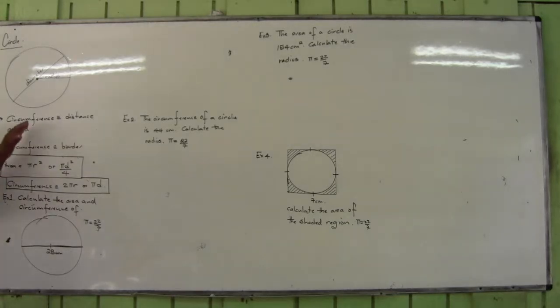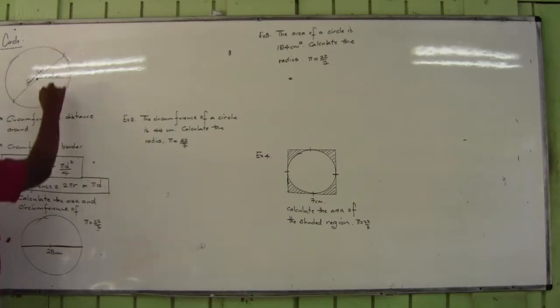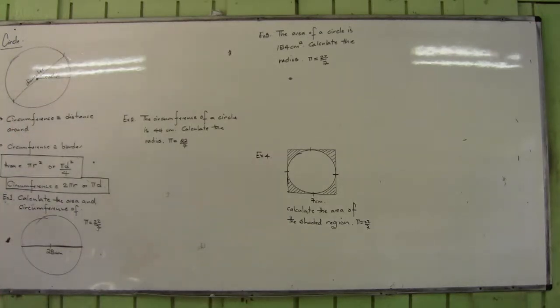The diameter is a line that passes through the center of the circle and it touches the circumference at 2 points. The diameter passes through the center of the circle and it touches the border or the circumference at 2 points. The radius is any line drawn from the center to the border or from the center to the circumference. What else? The center itself is a point inside the circle that is the same distance from each point on the circumference.